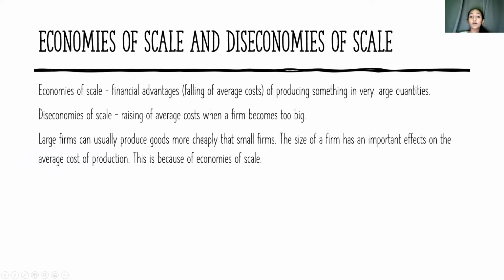now we are talking about economies of scale and diseconomies of scale. So just a brief explanation. Economies of scale is the financial advantage of falling average costs of producing something in very large quantities. Diseconomies of scale means rising average costs when a firm becomes too big. Large firms can usually produce goods more cheaply than small firms cannot. The size of a firm has an important effect on the average cost of production. This is because of the economies of scale.